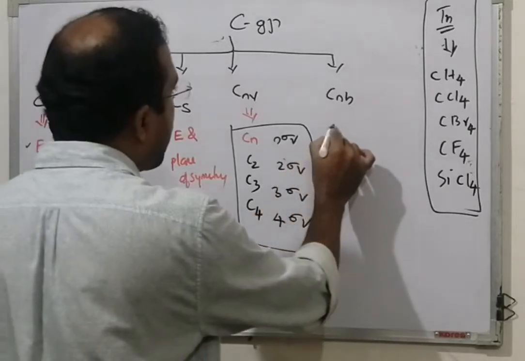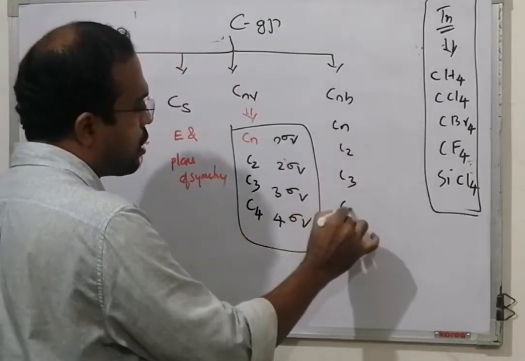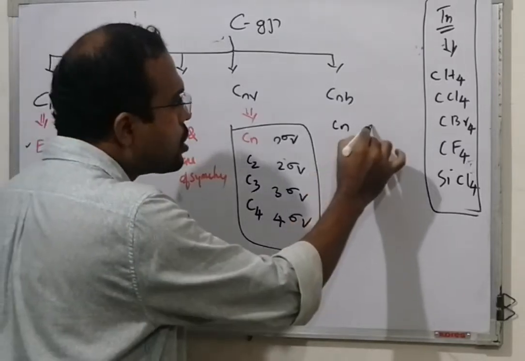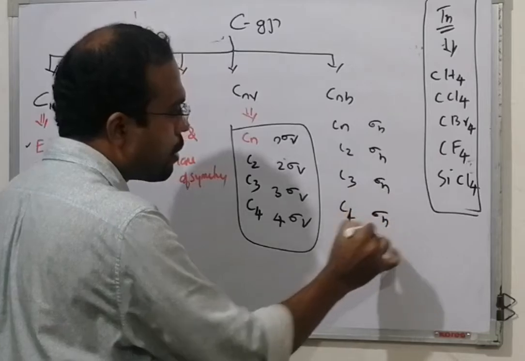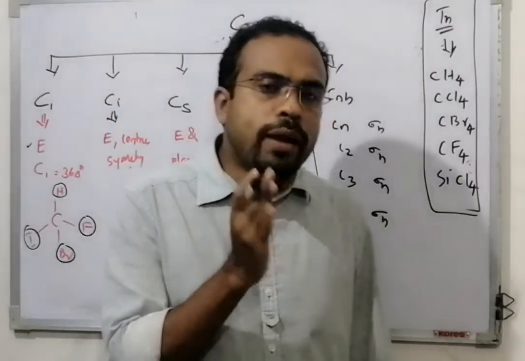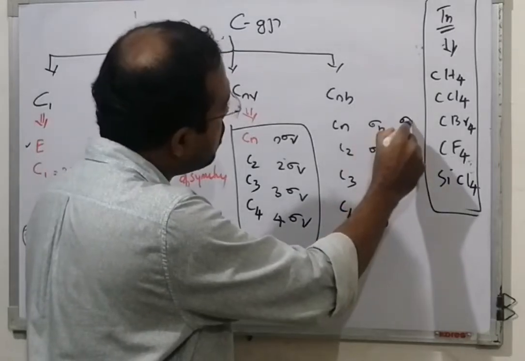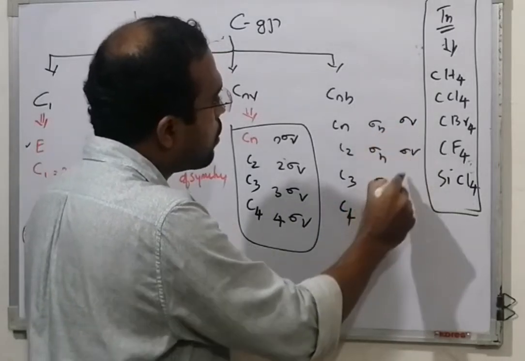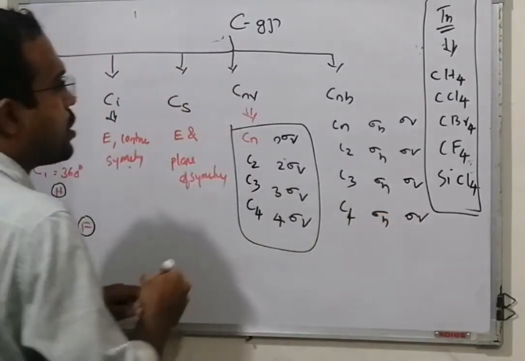Here you have Cn axis, that is C2 axis, C3 axis, C4 axis, and sigma H. Student, you may ask me whether it has sigma V. Yes, it may have sigma V also. But it is important.